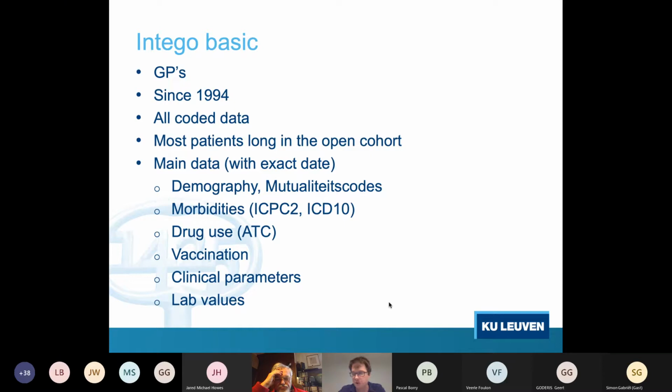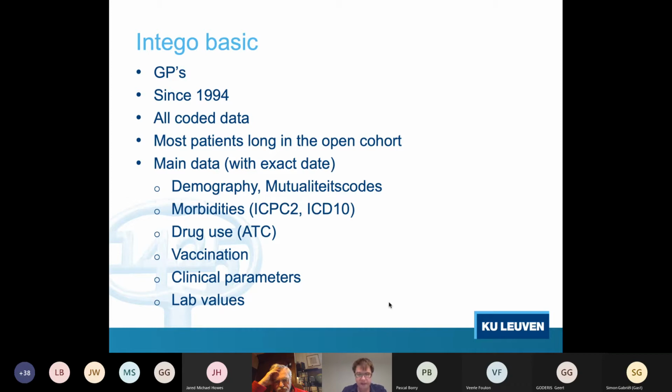Well, Intego started when I was still a kid in 1994. Intego collects data from GPs, their electronic health files, and extracts that data. And the good thing there is that most patients have, year after year, the same GP, so you can then follow most of those patients in the long term.